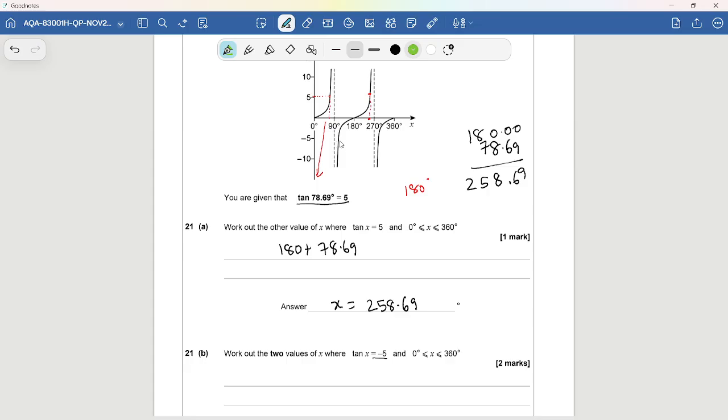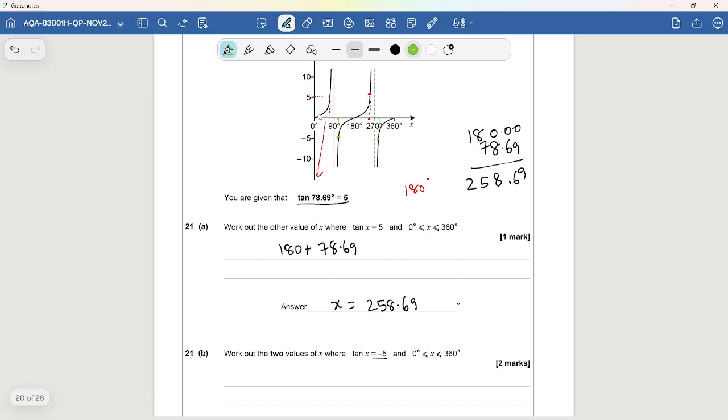So tan x is negative 5 here. So you have to find its corresponding x value at this point. And you have to actually find the two instances. So it's getting negative 5 again at this point. So you have to find this value of x as well. So finding the first value, I will use 78.69 as the reference angle.